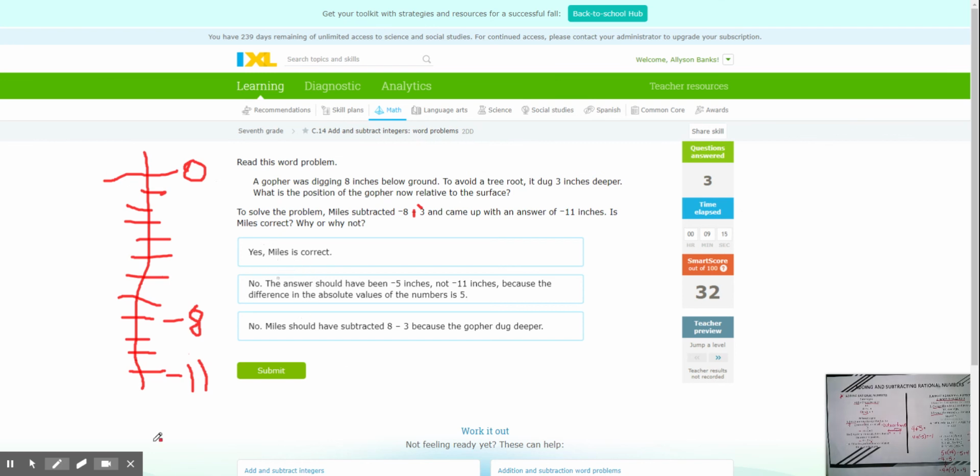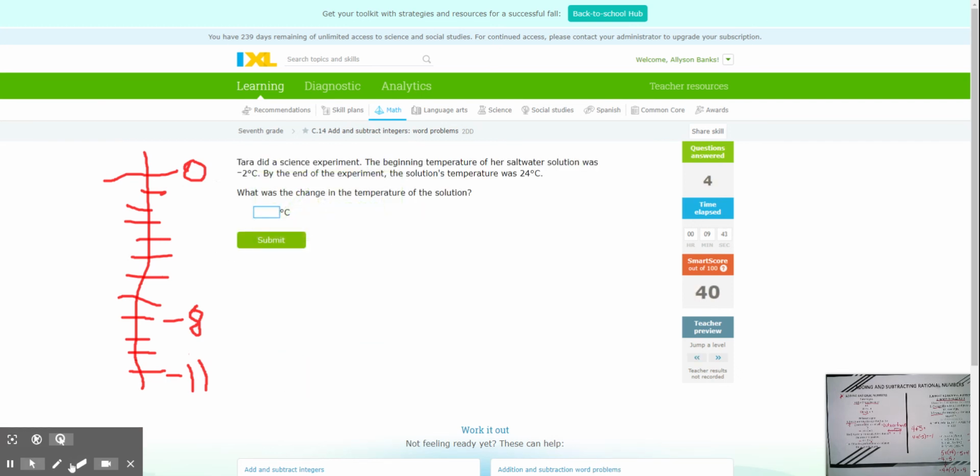So this one says Miles is correct. I assume that was right. Let's read the other two. No, the answer should have been -5, not -11, because the difference in the absolute value is 5. No, Miles should have subtracted 8 minus 3 because the gopher dug deeper. Well, the reason this one doesn't work is because if he was at 8, that would be +8, which would be above the surface, and then he dug down. So neither one of these is correct, so it's got to be this one.